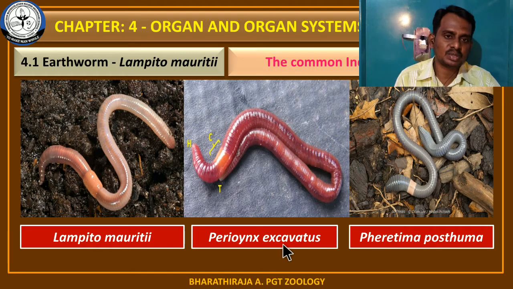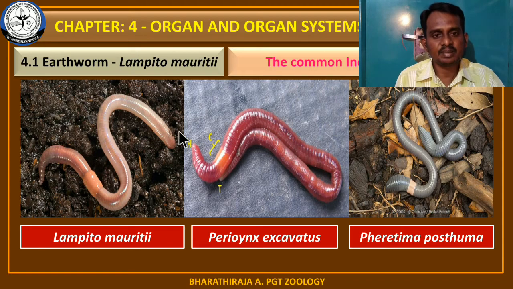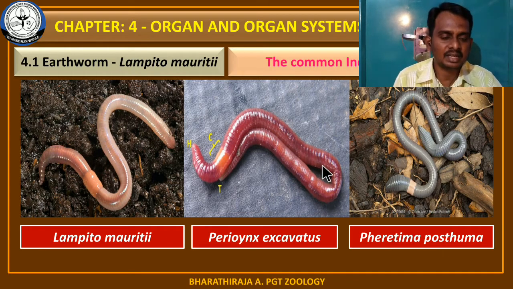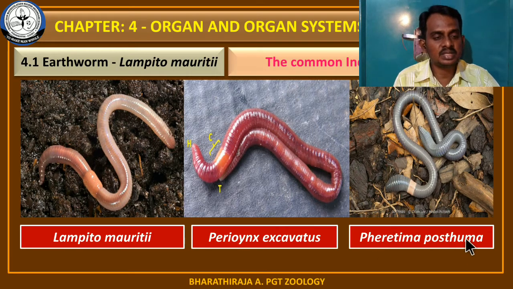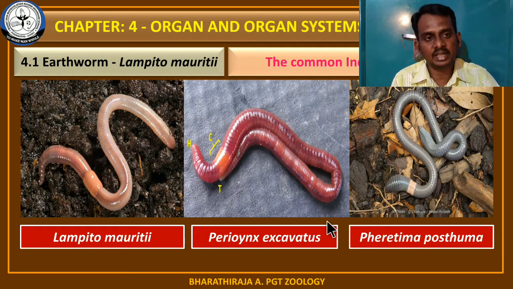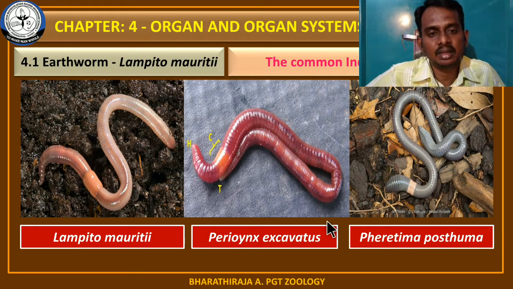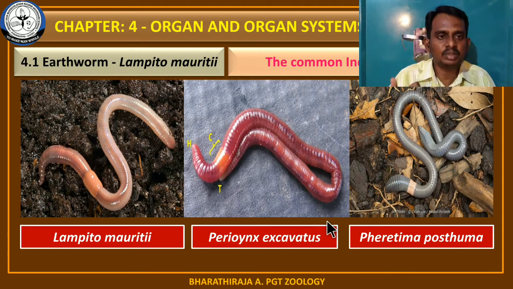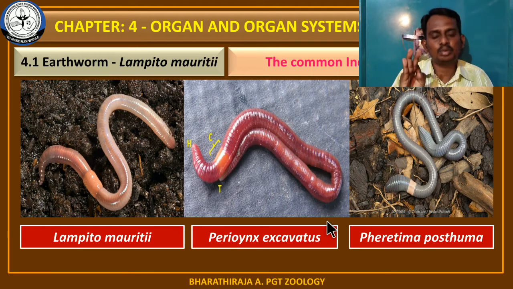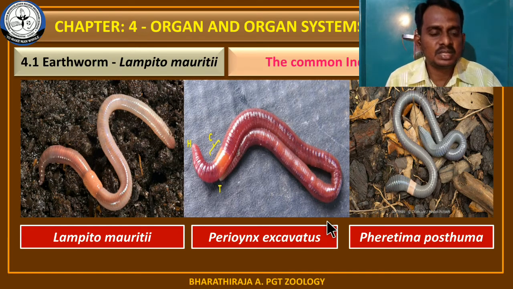We say Perionyx excavatus. Look at the difference between the animals: this one is pale in color, and this one is a dark reddish color. And the third one is Perionyx postuma, the species given in the CBSE book. So these are the common species that are found in India. Repeat the sentence: Lampito mauritii, very good, Perionyx excavatus, and the third one is Peritima postuma. These are the 3 kinds of species found in India.